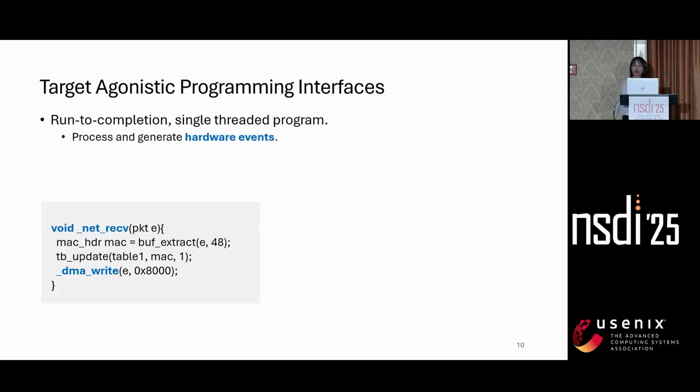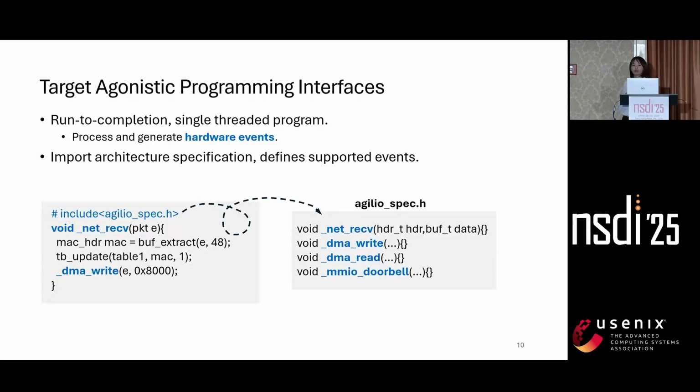So an Alkali programmer will write a run-to-completion, single-threaded program that focuses on processing each type of hardware event. Here I show you an example program which processes hardware events, that is, receiving packets from the network. The program can also generate events, such as initializing a DMA write operation. When writing the program, the programmer will import the architecture specification for the target NIC, which defines the supported types of hardware events on the hardware.